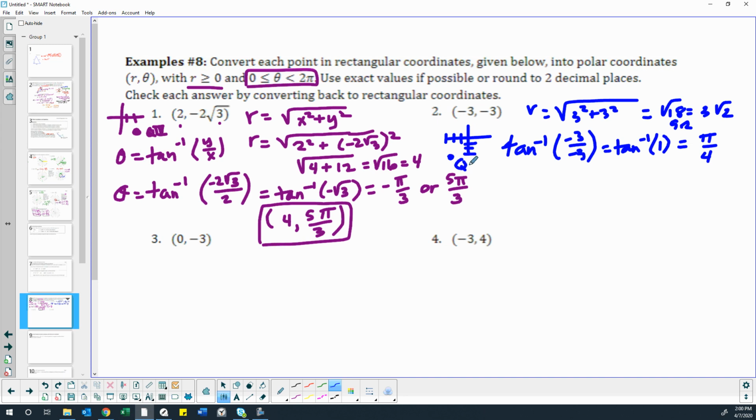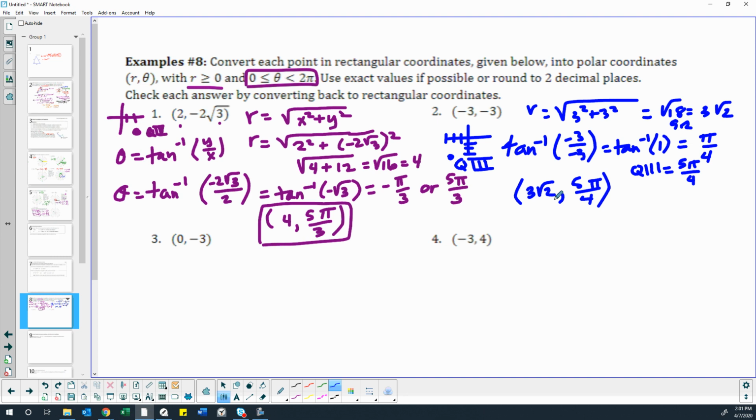So that's actually in quadrant 3. So is pi fourths the correct angle? No, the correct angle would be 5 pi fourths because it's quadrant 3, and I know that because I graphed it. I graphed the point x equals -3 left, y equals -3 down. That's a point in quadrant 3, so the angle has to be 5 pi fourths. So we get radius 3 square root 2 and angle 5 pi fourths.